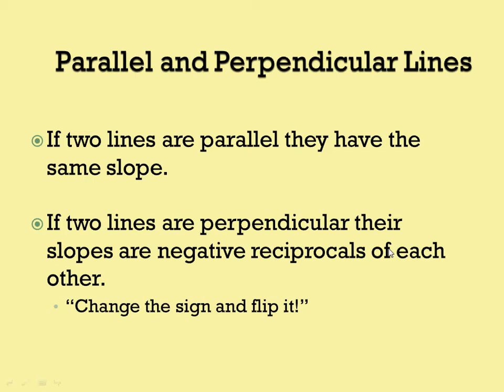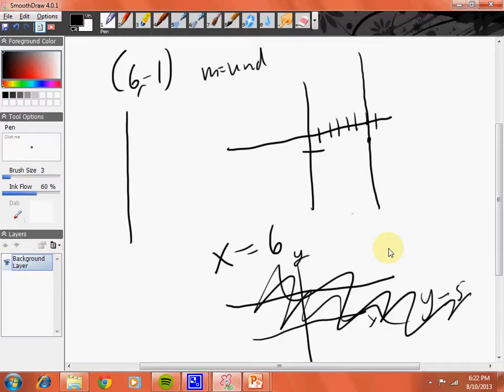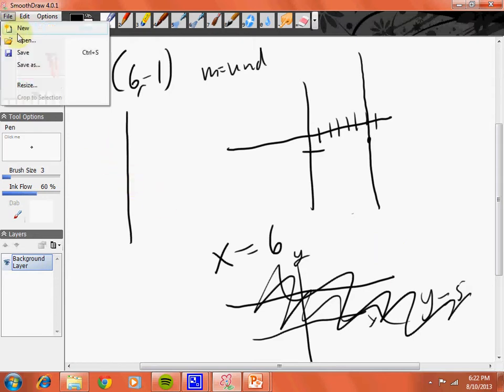Parallel and perpendicular lines. When two lines are parallel, they have the same slope. If two lines are perpendicular, their slopes are negative reciprocals. They're opposite reciprocals. So the way that works is, let's make this go away.